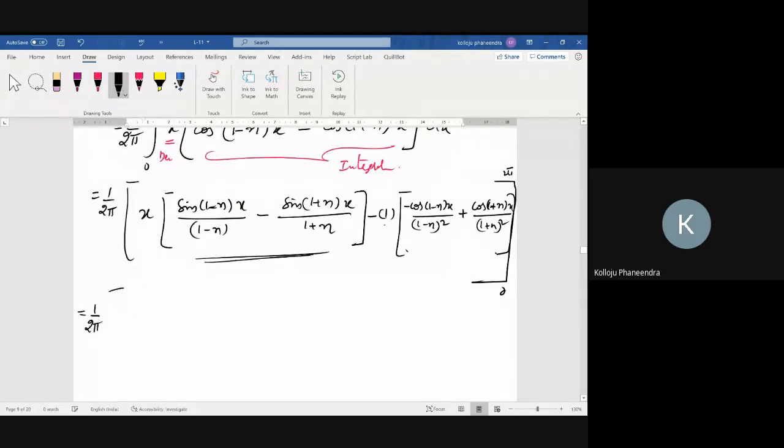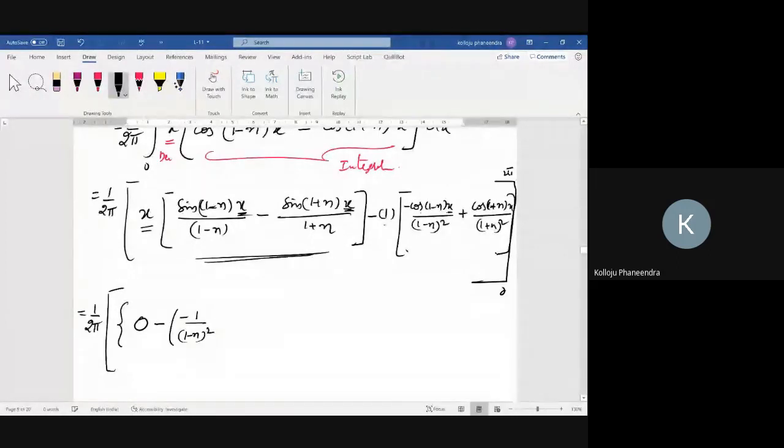1 by 2 pi, big bracket. Now 2 pi, upper limit. See, this is 2 pi into something, so sine of something times pi is always 0. So the first term will be 0. Minus. Coming to the second one, this term will be there. What is that? This is 2 pi. Cos of an even multiple of pi is 1. So this is minus 1 by 1 minus n whole square.